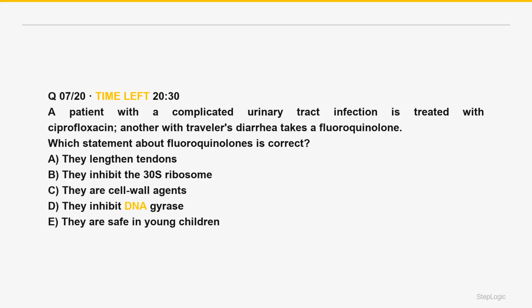Which statement about fluoroquinolones is correct? A patient with a complicated urinary tract infection is treated with ciprofloxacin. Another with traveler's diarrhea takes a fluoroquinolone. Read the command. Which fluoroquinolone statement is correct? Inhibit DNA gyrase and topoisomerase IV, leading to blocked replication; gram-negative, atypical coverage; tendon rupture, QT prolongation, cartilage damage; avoid in kids and pregnancy; C. diff.